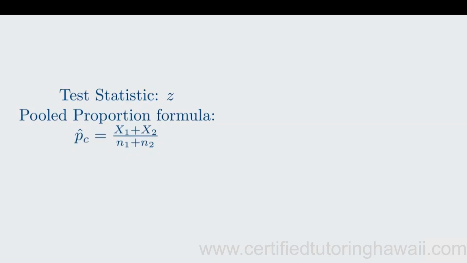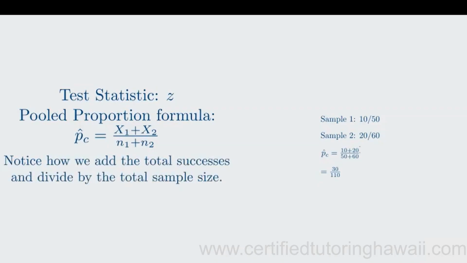For example, if Group 1 had 10 successes out of 50 and Group 2 had 20 successes out of 60, our pooled proportion is 30 divided by 110. Notice how we simply add the numerators and the denominators. This pooled proportion is what we use to calculate the standard error for our test statistic.